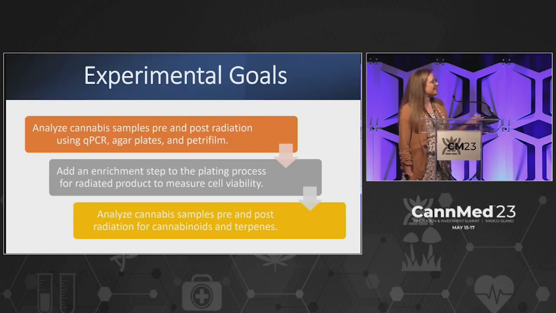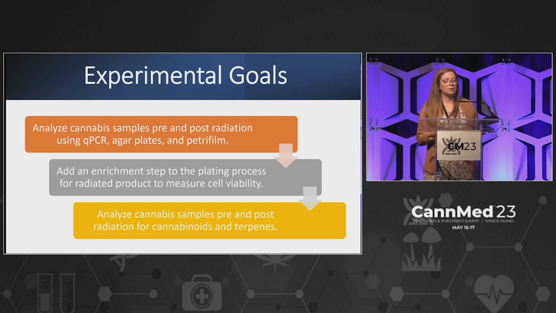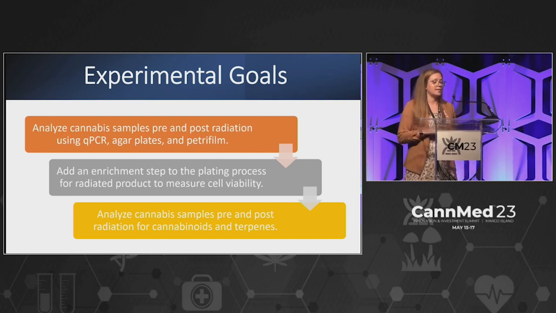So in this, we wanted to analyze cannabis samples pre and post radiation using qPCR, both regular qPCR and qPCR with Grim Reefer. Grim Reefer will remove that dead DNA and get rid of whatever they may have killed, and then agar plates and Petri film. We then wanted to add an enrichment step to that plating process of the radiated product to measure cell viability.